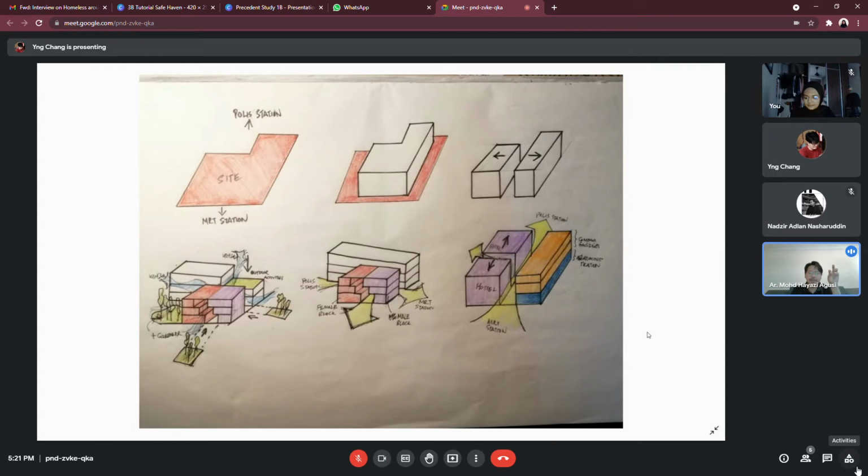It connects with the bus station as well. So maybe the exit is actually connecting that side, the bus station with all these cafes, shops, and whatnot on the east of your site. I think that is more appropriate.